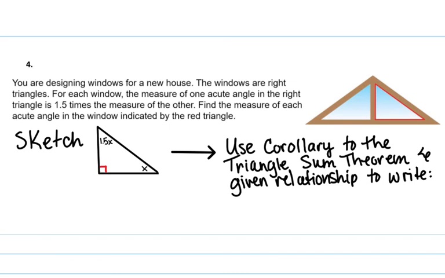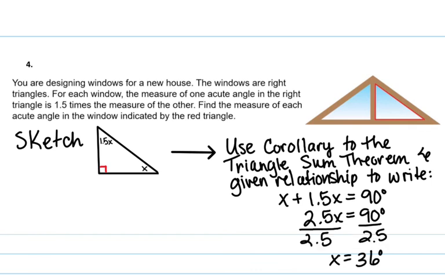So you can use the corollary to the triangle sum theorem, and given the relationship, we can write that x plus 1.5x equals 90 degrees. And so if we combine like terms, you get 2.5x equals 90 degrees, divide by 2.5, and you get x equals 36 degrees. So it says find the measure of each acute angle. So we know that this corner is going to be 36 degrees because that's what x equals. And then we just plug in 36 into the other side. So instead of writing x, we write 36, times that by 1.5, and you get 54 degrees.